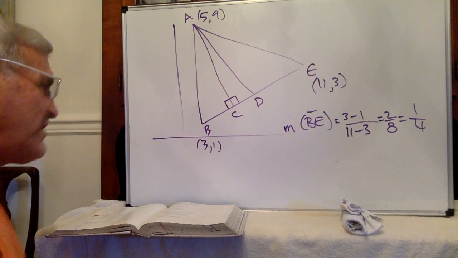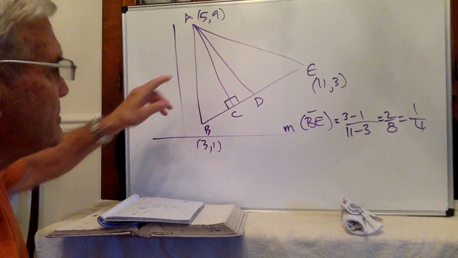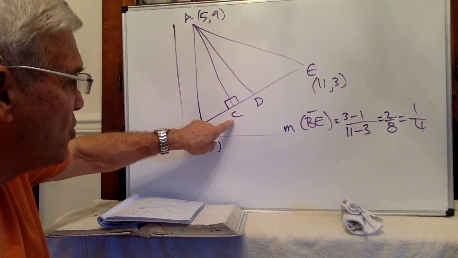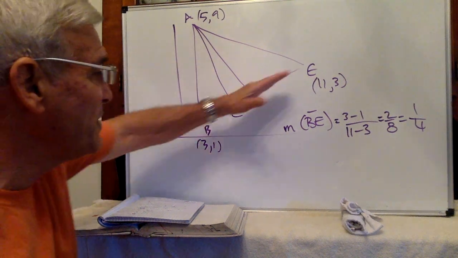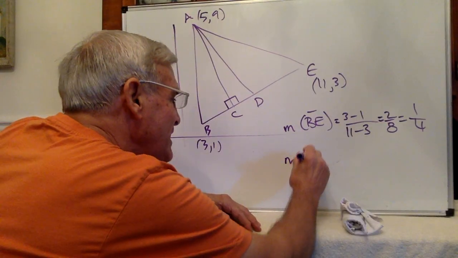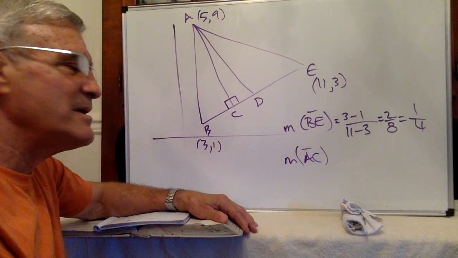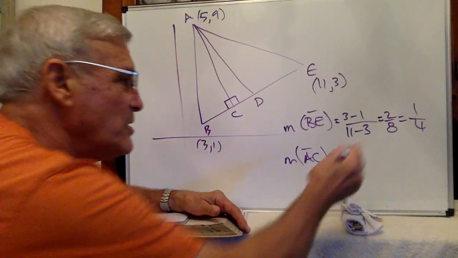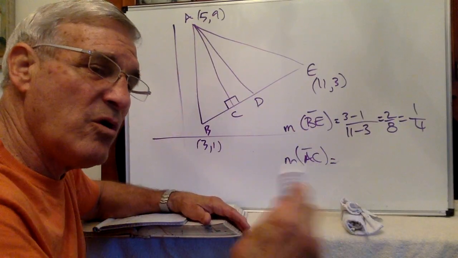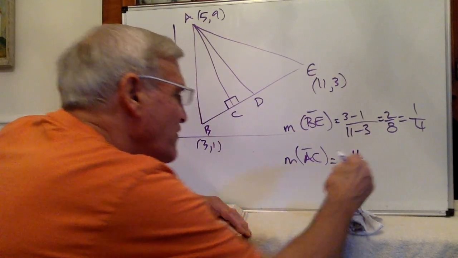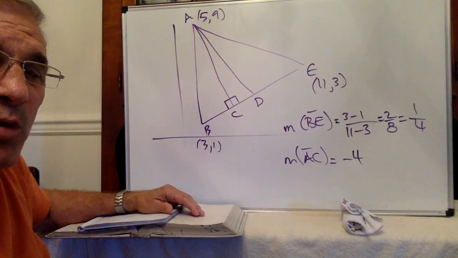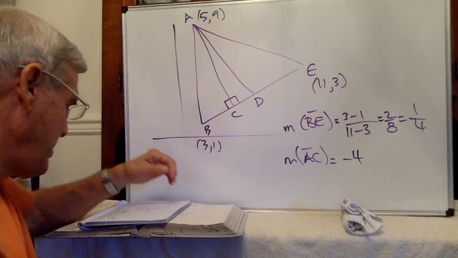Part B, find the slope of AC. And again, I don't even need to know what point C has as its coordinates because AC is perpendicular to BE. I just found the slope of BE. Therefore, the slope of AC is the negative reciprocal. The negative reciprocal of positive 1/4 is negative 4/1 or negative 4. And again, the reason is that this line and this line are perpendicular, therefore their slopes are negative reciprocals.